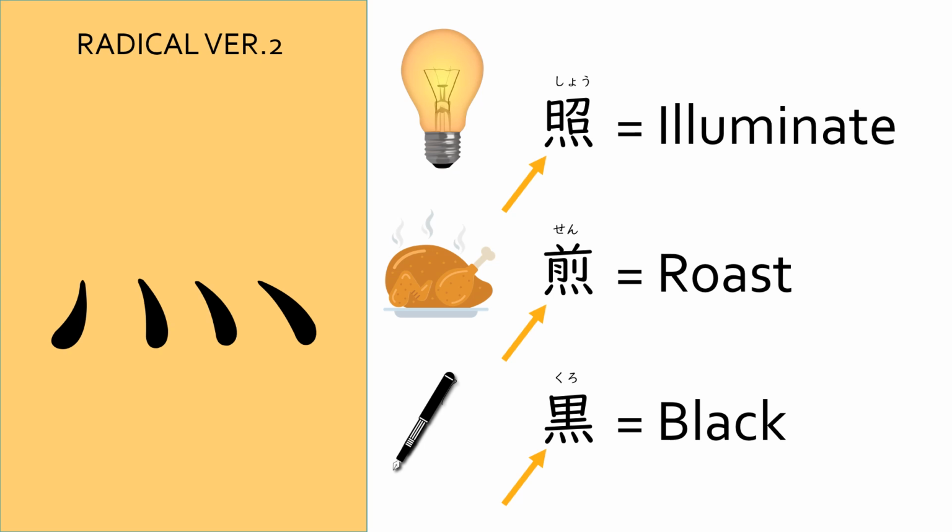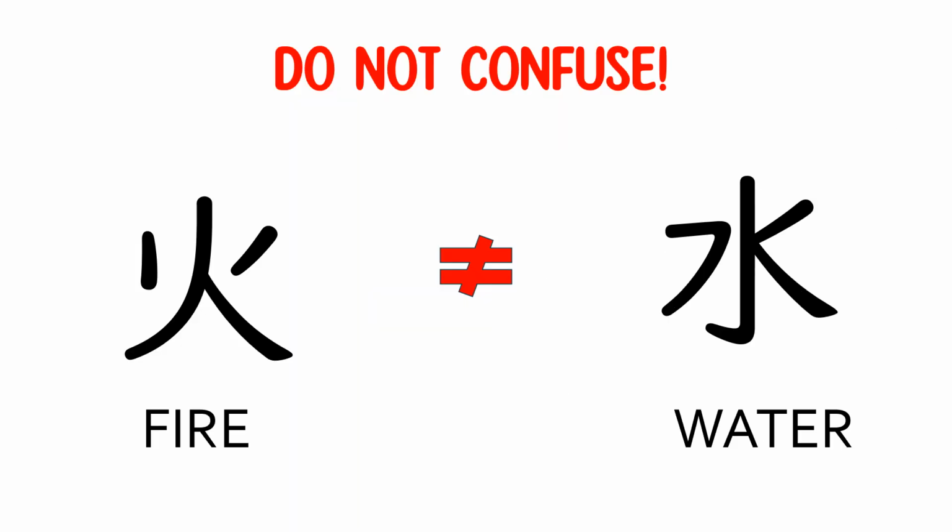The second version has 4 dots. This will always be found at the bottom of the kanji. The examples are illuminate, roast, and black. Please do not confuse the kanji of fire with the kanji of water. The kanji of fire has 3 flames.